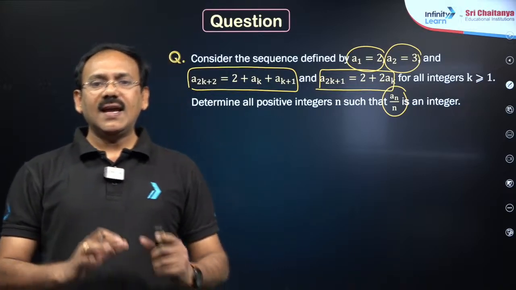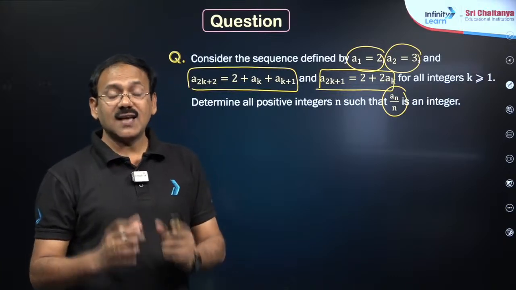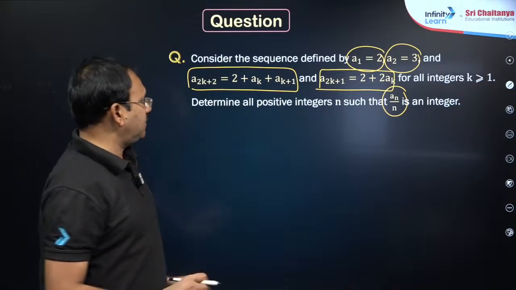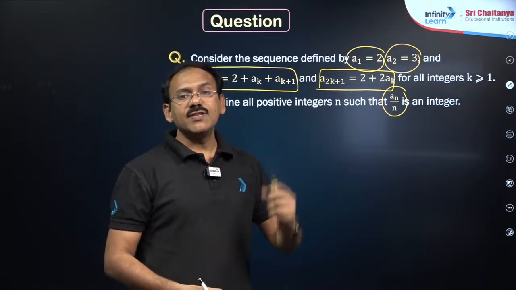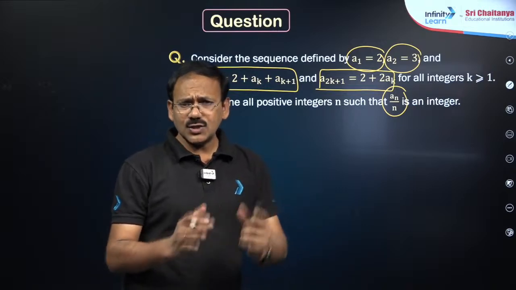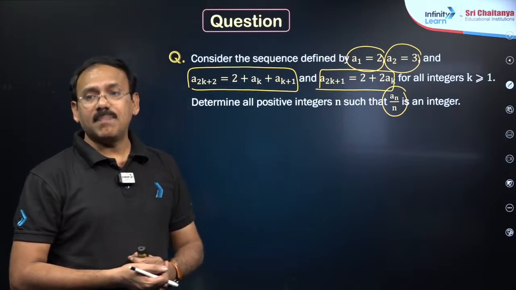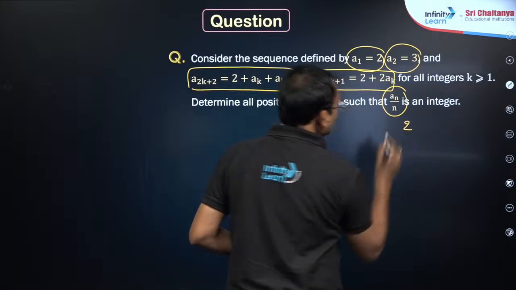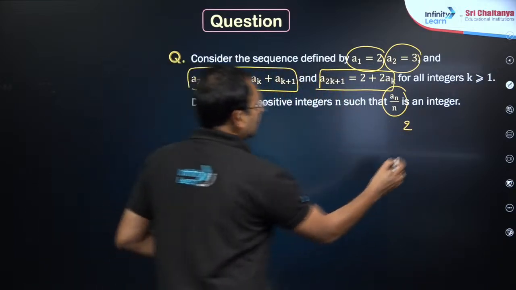So indirectly he has given a pattern, a sequence, and he is asking us to find all values of n for which An by n is an integer. That means An is divisible by n. First, to understand the pattern, we shall try to write the pattern. A1 is nothing but 2, A2 is 3.